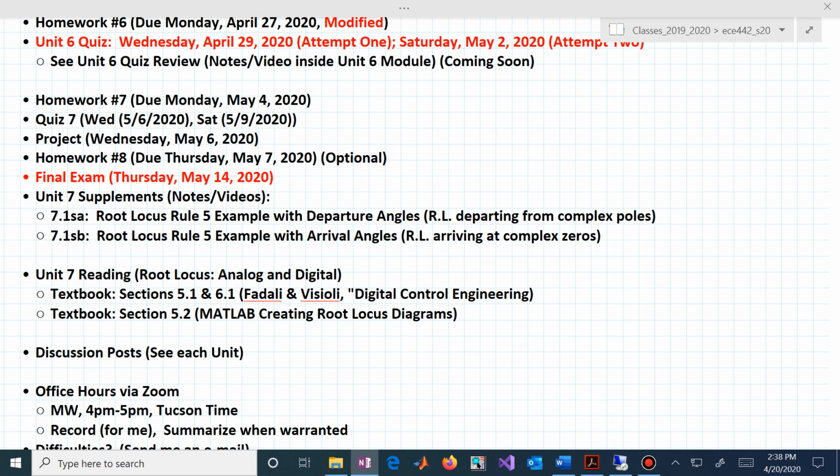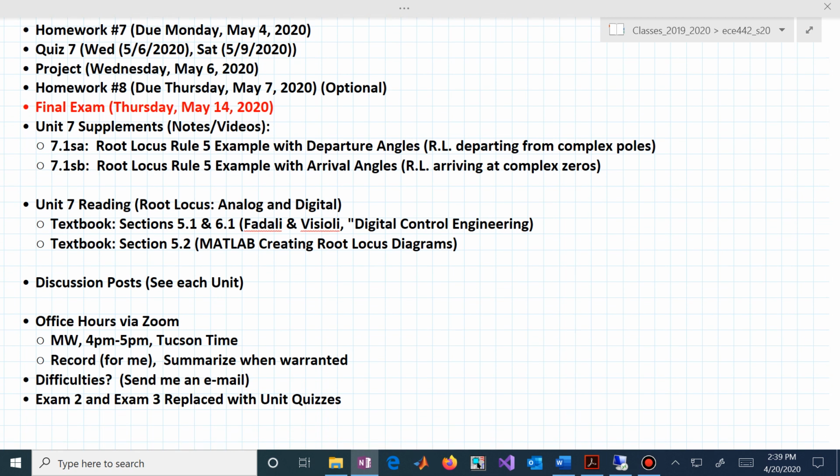As sometimes happens, we have some supplements to these unit lectures, with respect to two examples. One example illustrates Rule 5, where we're concerned with how the root locus branches depart from the complex poles, and another example, in 7.1 Supplement B, shows how these branches of our root locus arrive, at what angles they arrive at the complex zeros.